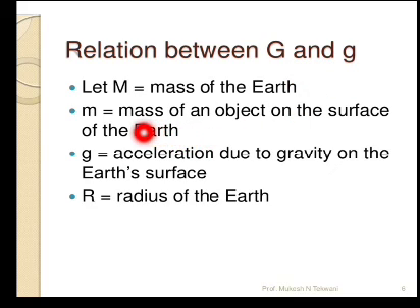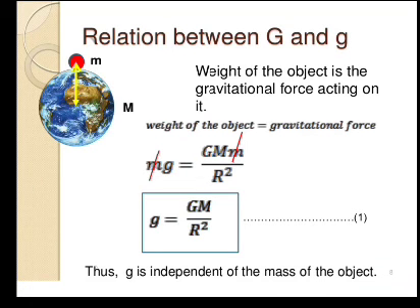Suppose the mass of the Earth is capital M and small m is the mass of an object on the surface of the Earth, g is the acceleration due to gravity on the Earth's surface, and r is the radius of Earth. From Newton's law of gravitation we can write the gravitational force as G M into m upon r square. This is the gravitational force.